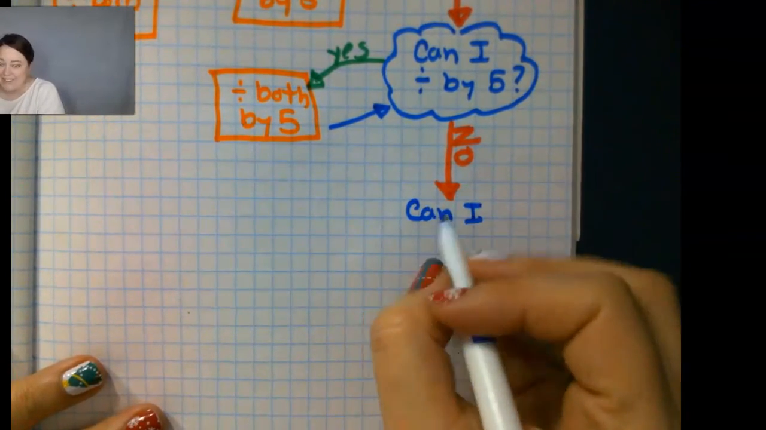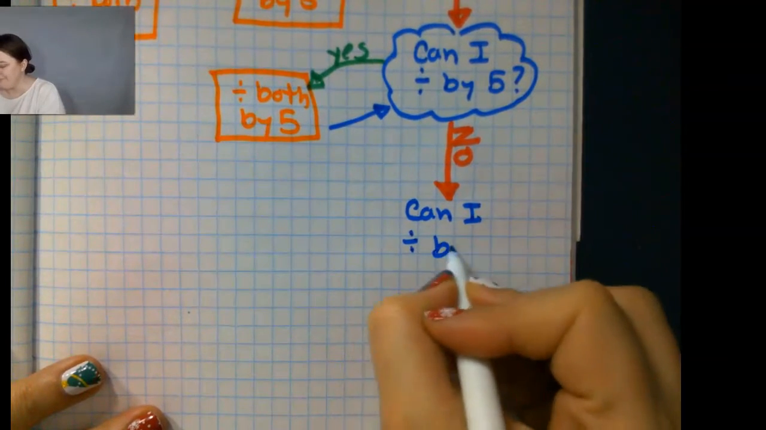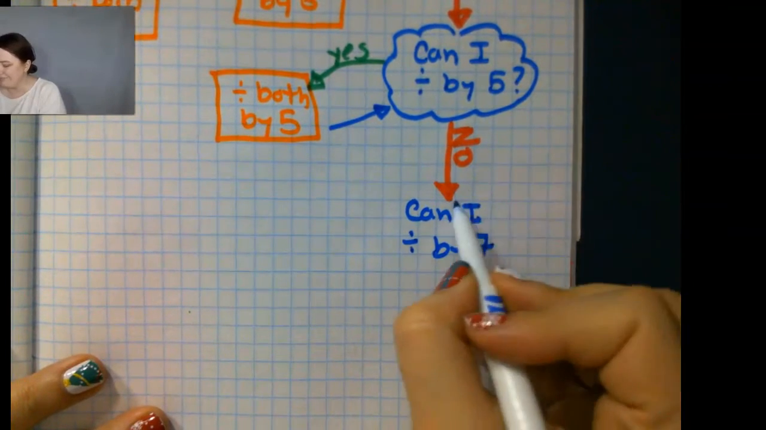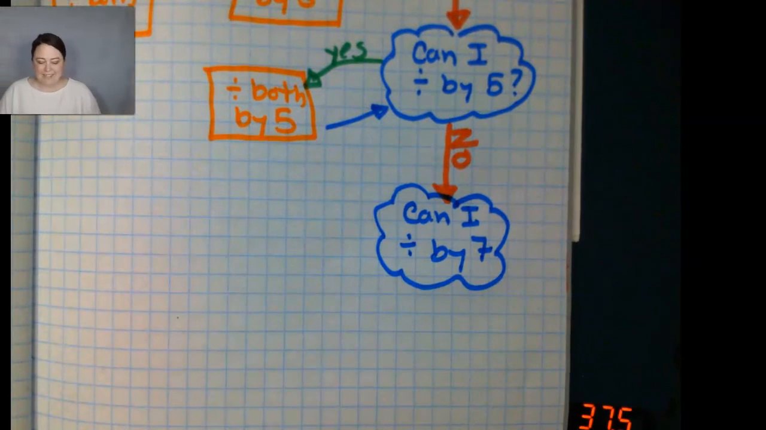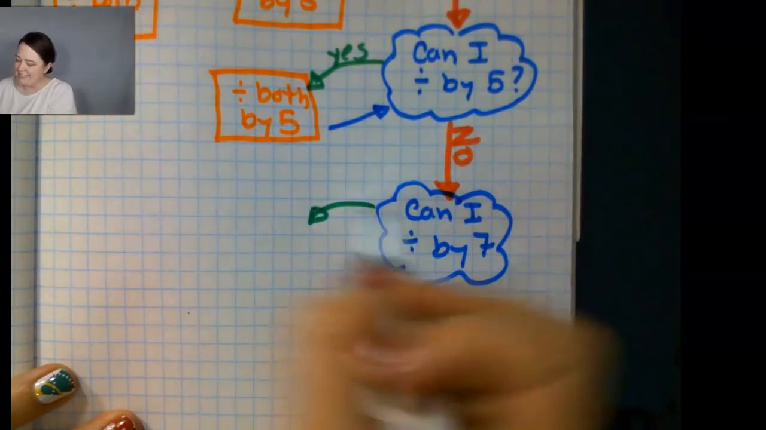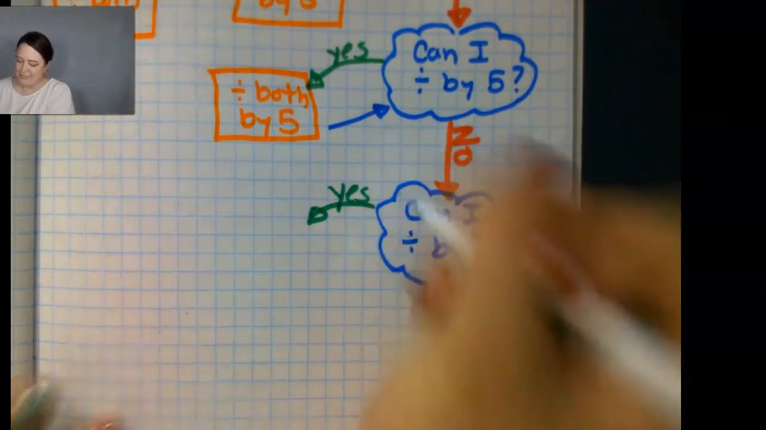Are you seeing a pattern here? I hope so. We are almost done. I don't go through all the numbers. Can we divide by 7? If yes, do it.